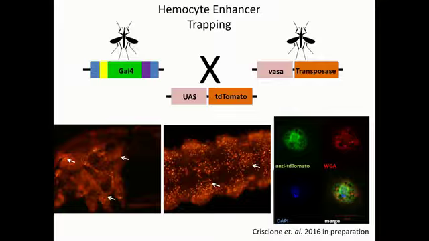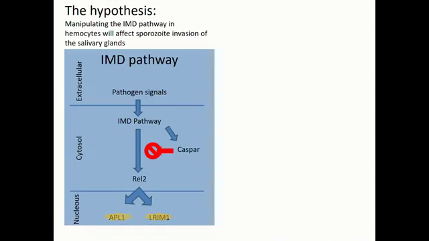to express something specifically in a hemocyte. What do we want to look at? And we decided to target the IMD pathway. Now we know that the IMD pathway is involved in defense against Plasmodium. So what happens is that a parasite will send a signal once it basically an extracellular signal, which starts the IMD pathway cascade cytosolically, and that causes cleavage of REL2.